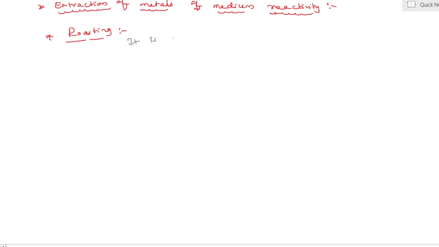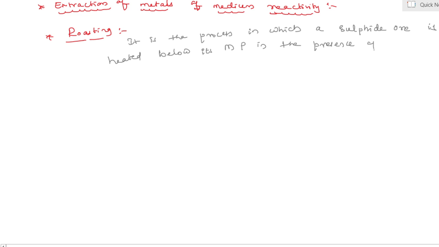It is the process in which a sulfide ore is heated below its melting point in the presence of excess air to convert it into metal oxide.